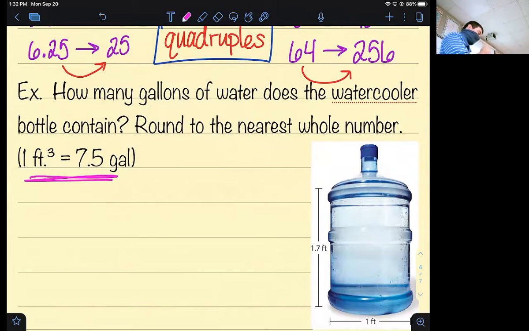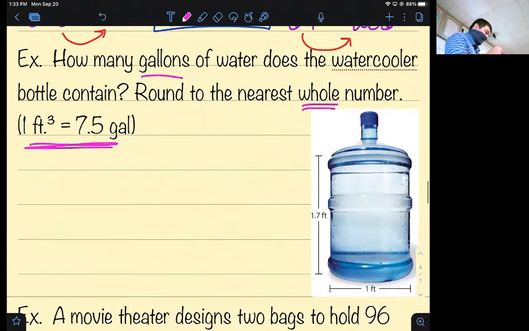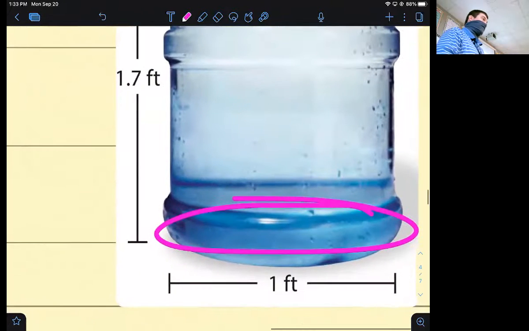It says how many gallons, not cubic feet, how many gallons of water does the water cooler bottle contain? Round your answer to the nearest whole number, which is really weird to have you round to that. But you're also rounding in gallons. So they just want to know to the nearest gallon, I suppose. So I know that the volume formula says to take my area of my base times my height, and my base area is that circle.